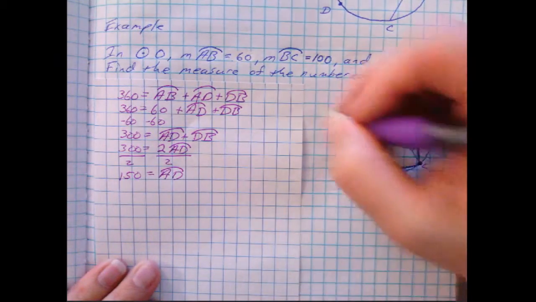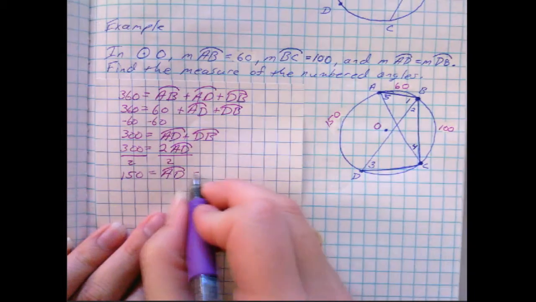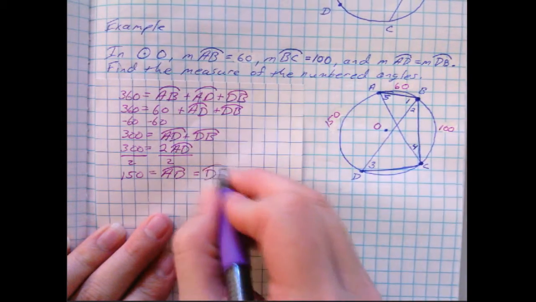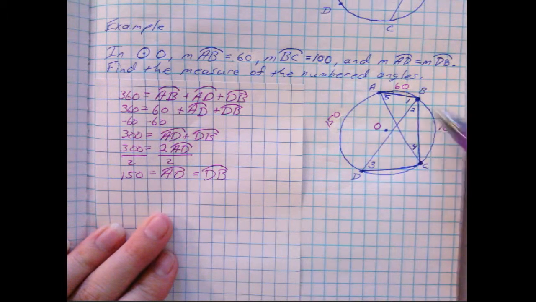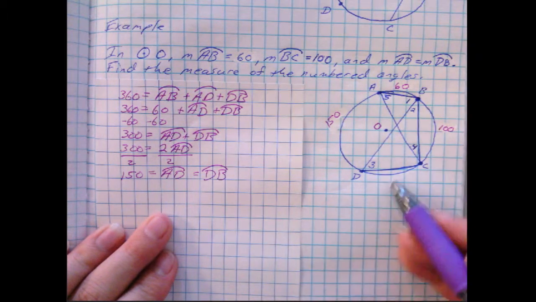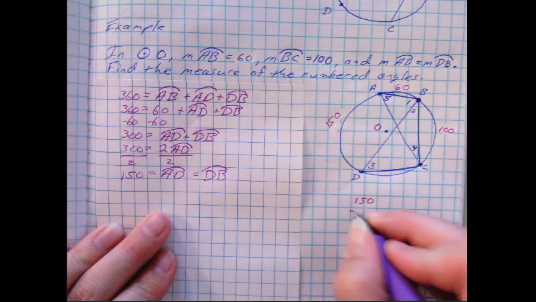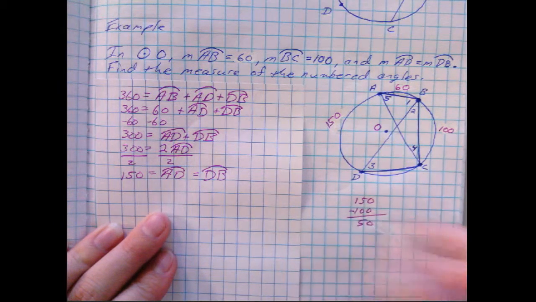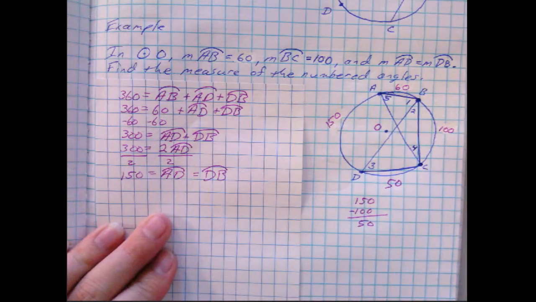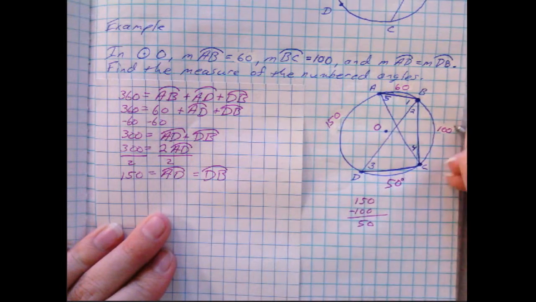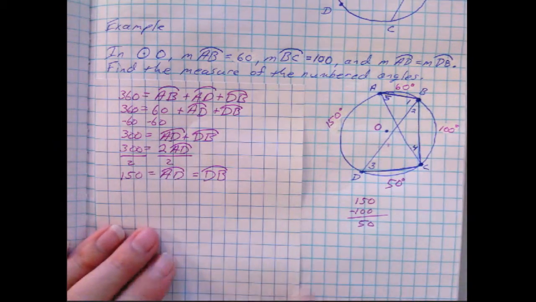Okay, so I'm going to go ahead and label that. Now I also know that that's equal to DB. DB goes all the way from here around. This piece is already 100, so this piece is going to be 150 minus 100, which is 50. Okay, so that's actually 50 degrees. So now we have all of our pieces. Now we can start looking at our angles.